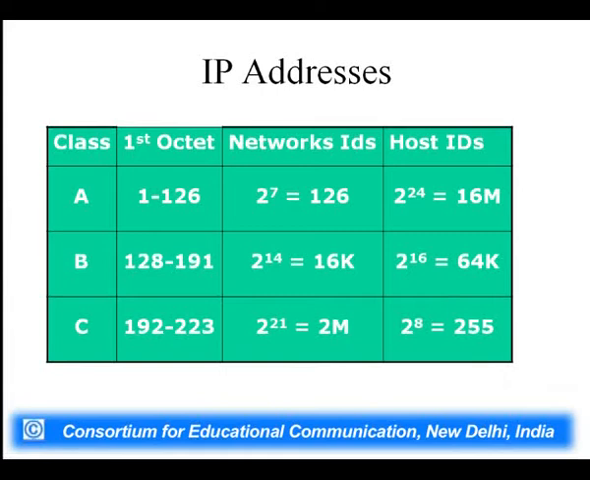So, now what we have seen from there is that if you use a class A address, we can have a fewer number of networks, whereas in each network we have a larger number of hosts. And in class B we have a moderate number of hosts as well as a moderate number of networks. In class C we have a large number of networks, but only a small number of hosts.